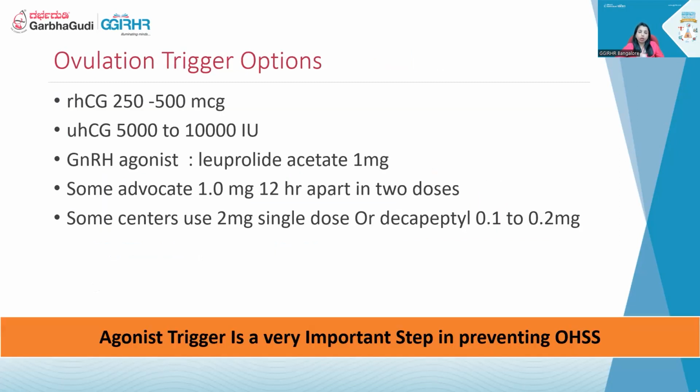Then coming to the trigger option, which is an ideal trigger in order to get the best success rates, whether you are using a urinary HCG of 5,000 or 10,000, or you are going for a recombinant HCG in the form of Ovitrelle 250, either way the success rates will remain the same. So you can go for either of these triggers. Alternatively, you can also go for an agonist trigger if you want to keep the cost low, or if you feel that there are too many intermediate follicles, to avoid OHSS.